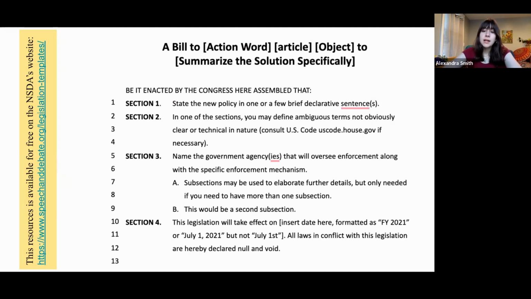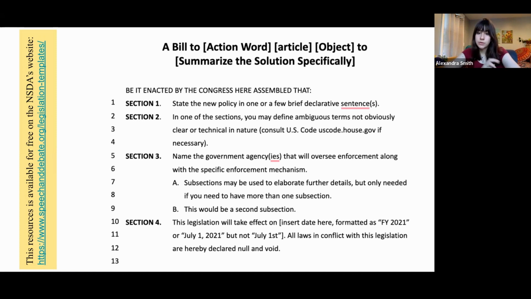Section 2 defines any ambiguous terms not obviously clear or technical in nature in Section 1. So in Section 1, you're explaining the policy. In Section 2, you're saying, okay, what specifically does this mean? Section 3 is naming the government agency or agencies that will oversee the enforcement along with a specific enforcement mechanism. So that's a tax, that is reallocation of funding, that is oversight from these departments. That is the federal government agency in charge of overseeing and enforcing.